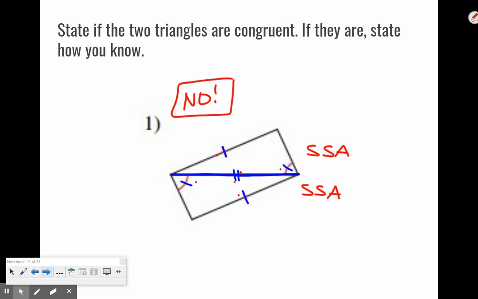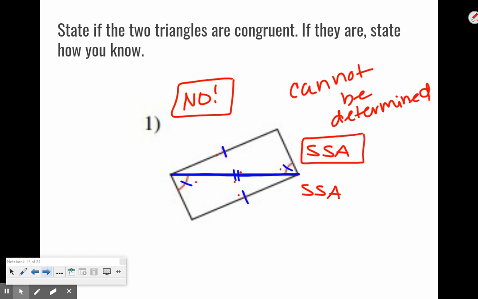No. Okay, so we'd have to write cannot be determined. We'd need more information because SSA is not a congruent shortcut. So this cannot be determined. They might be congruent, but we need another piece of information because side, angle is not quite 100% a shortcut.